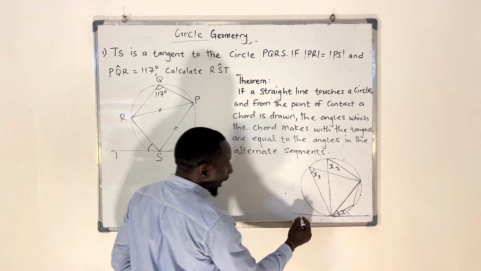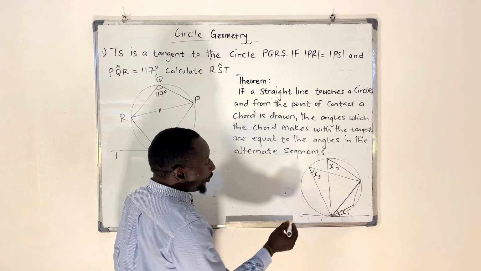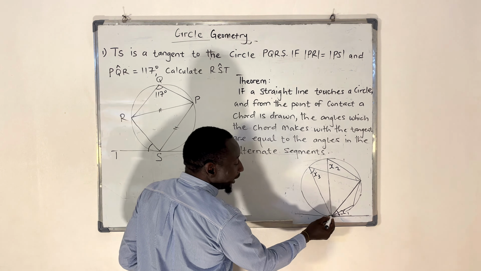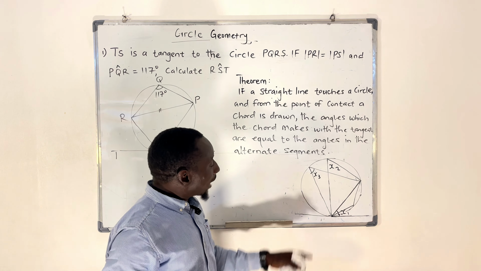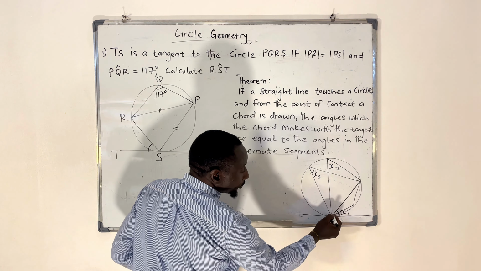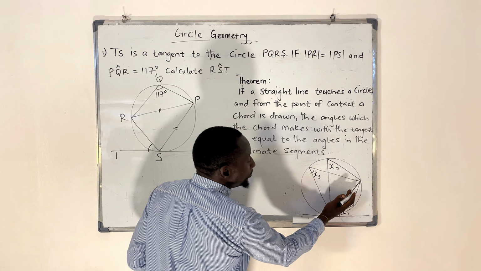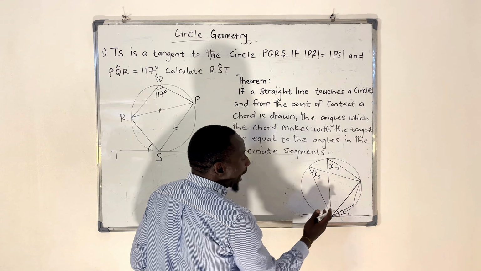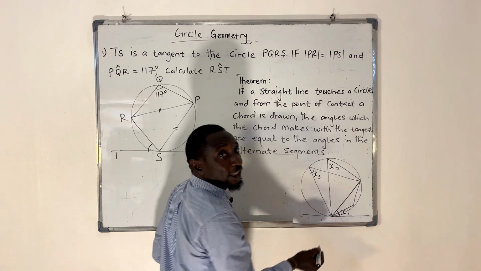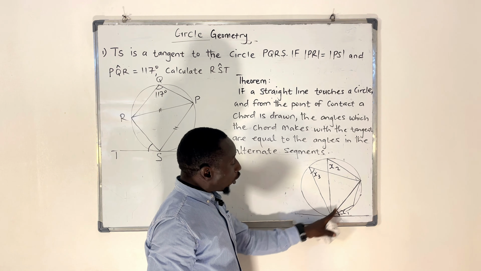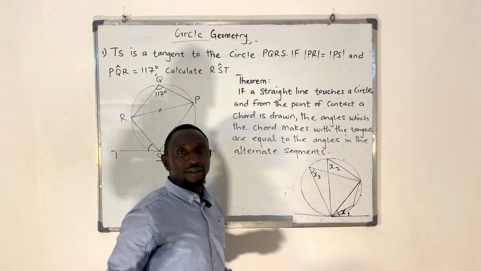Now, as you see on the board, I have a tangent, right? And it touches this cycle at a point. Now, from the point of contact, a straight line is drawn. This straight line is called a chord. Now, you see, this chord divides the cycle into two segments. You have the major segment and the minor segment. Now, from the minor segment, an angle is formed. The chord and the tangent form an angle which I call x1.